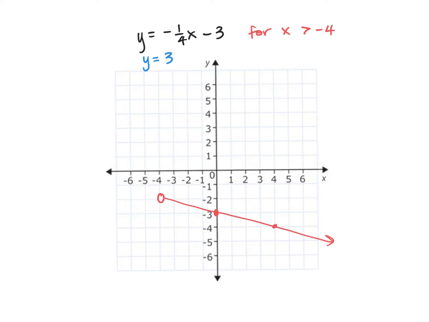Y equals 3. Keep what you've got. It's okay, Daria, don't worry about it. What does y equals 3 look like? Straight line across. Good. Instead of saying straight, we're going to say horizontal. Perfect. Here's y equals 3. I only care about my x values less than or equal to negative 4. It's going to be a closed circle at negative 4. Good job, Beth.